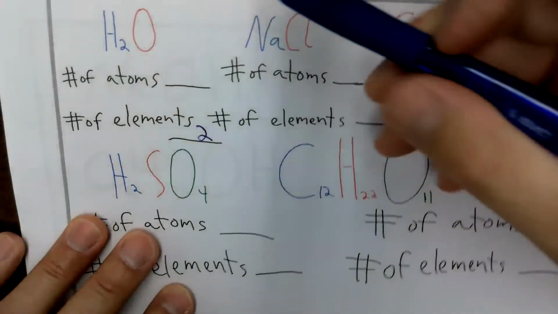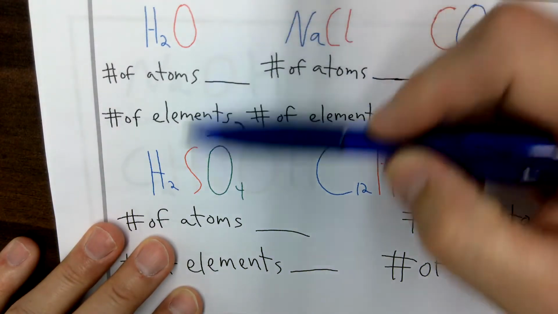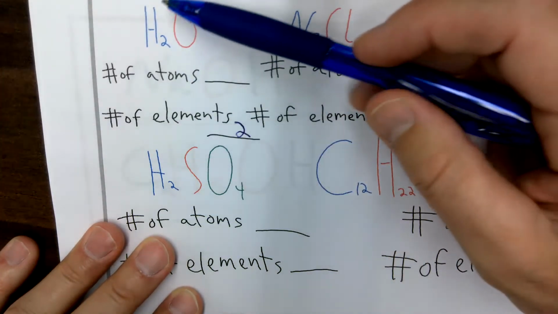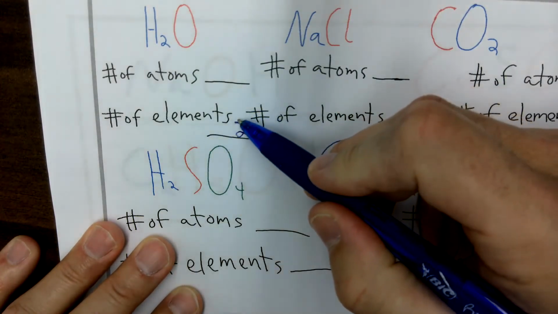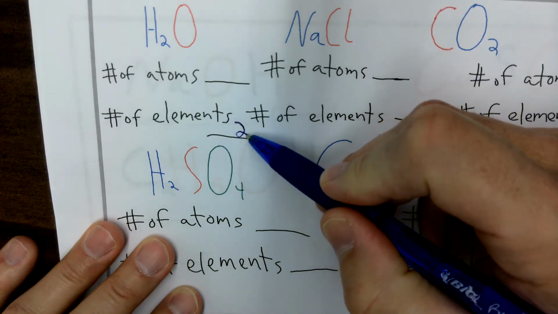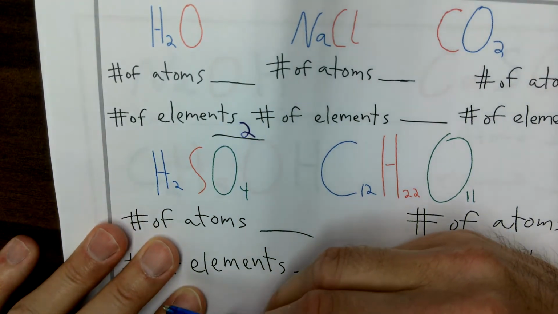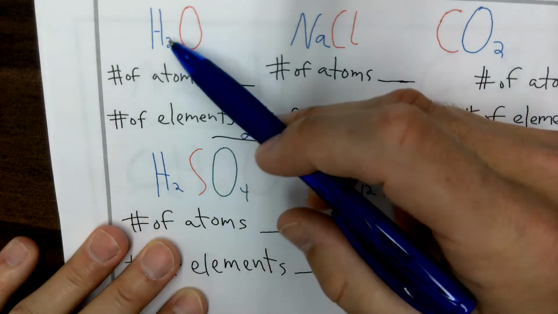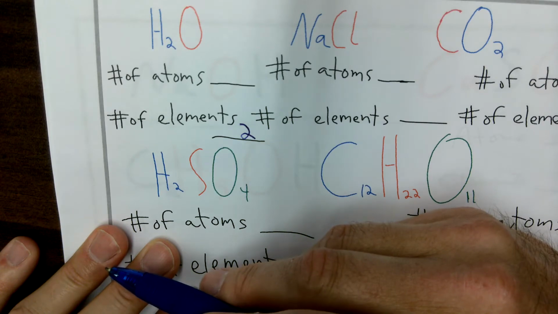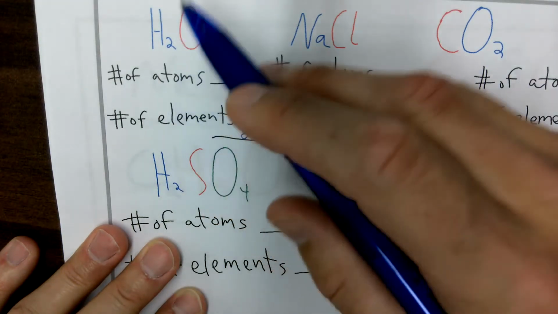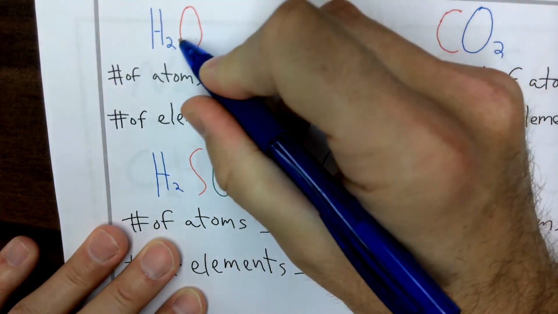Look here, we have two colors, blue and red, but we also have two capital letters, H and O, hydrogen and oxygen. So the number of elements here is 2, and I've written it, 2. I'm going to ask that you do that as well. Now, what is the total number of atoms in this molecule, or in this compound? 3 total atoms, 2 hydrogen and 1 oxygen. This is water, H2O.